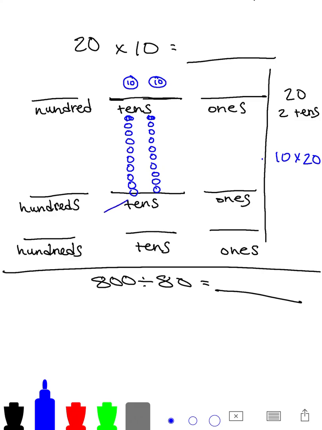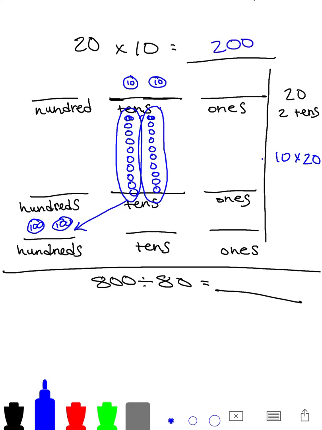Now I am going to move these over to my hundreds place. So instead of drawing out my tens each time, I'm going to combine these tens to make groups of 100. So my answer is going to be 200 because I moved from my tens place and I made it 10 times larger to my hundreds place.